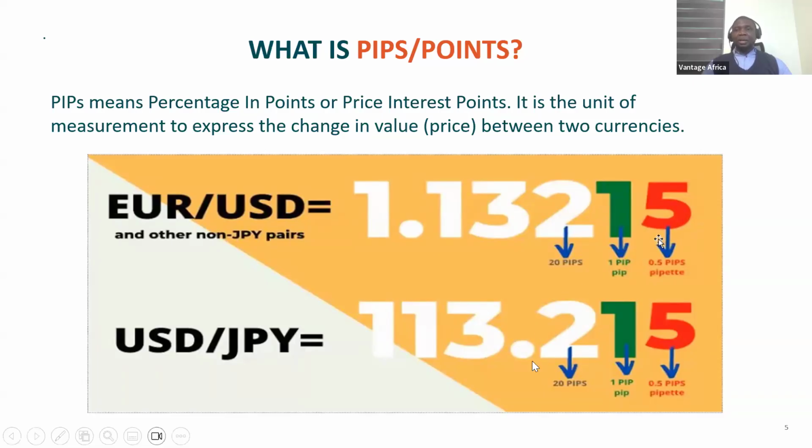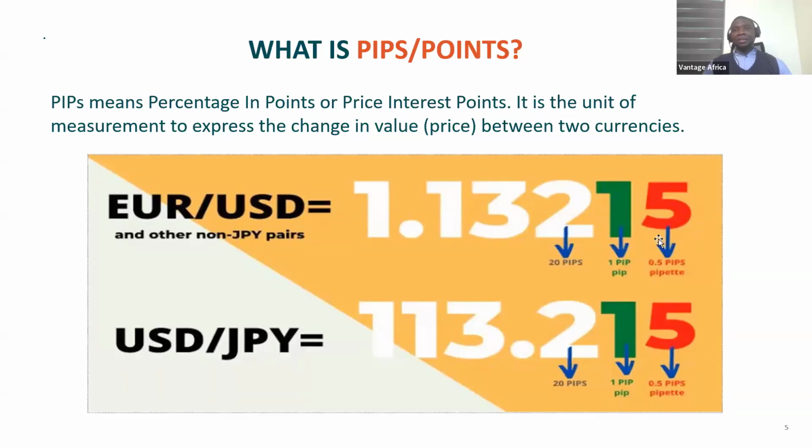So if you have this now, you have 215 points. So this is where points come in. But what's 215 points? 215 points is 21.5 pips. For you to convert points to pips, you just divide it by 10.